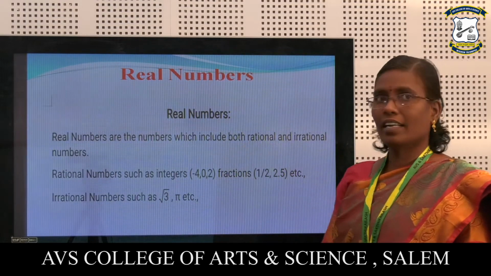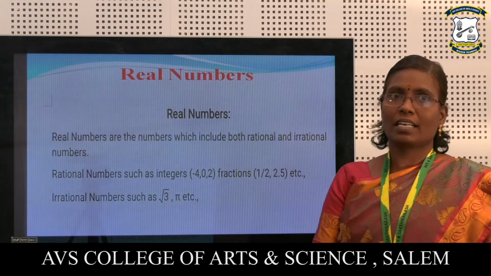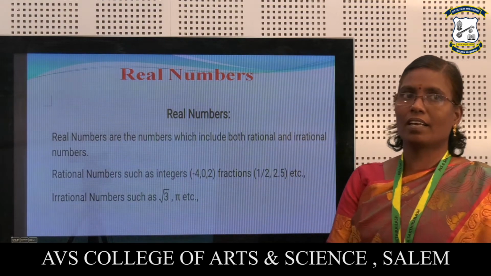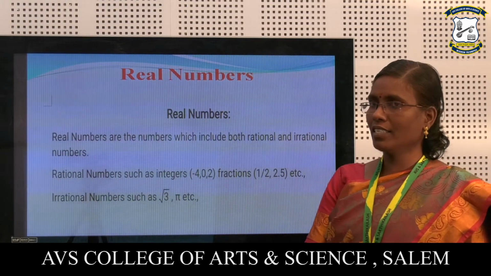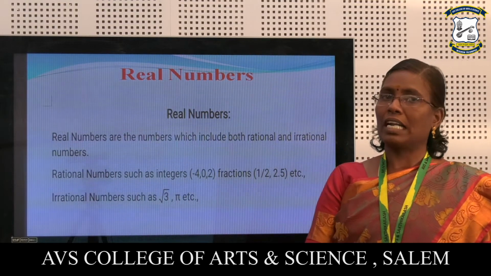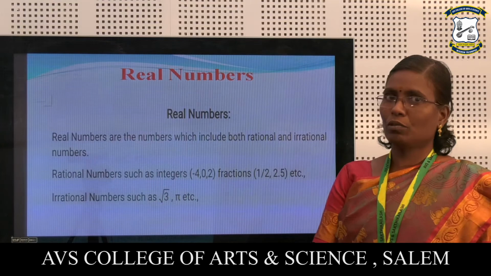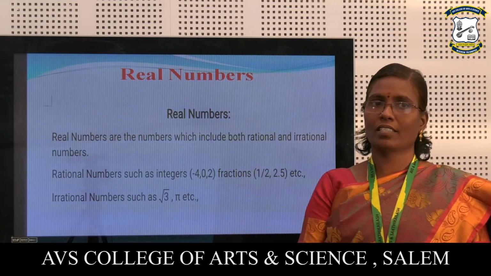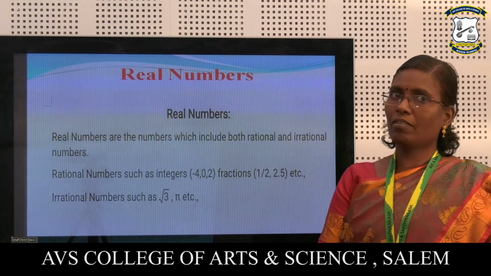First we can see real numbers. Real numbers are the numbers which include both rational and irrational numbers. Rational numbers such as integers -4, 0, 2, and fractions 1/2, 2.5, etc. Irrational numbers such as √3, √5.